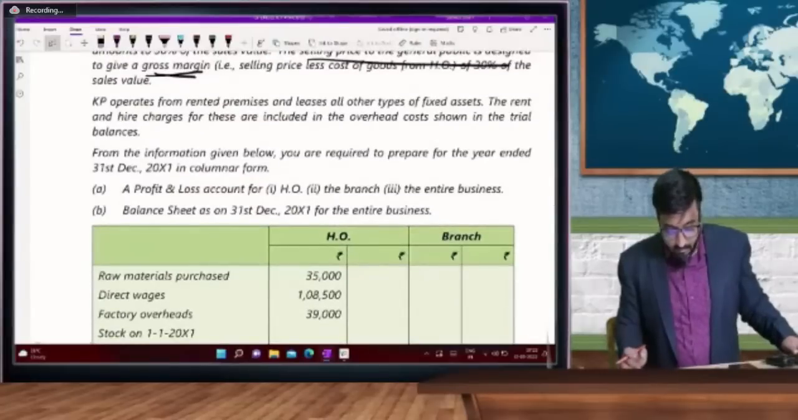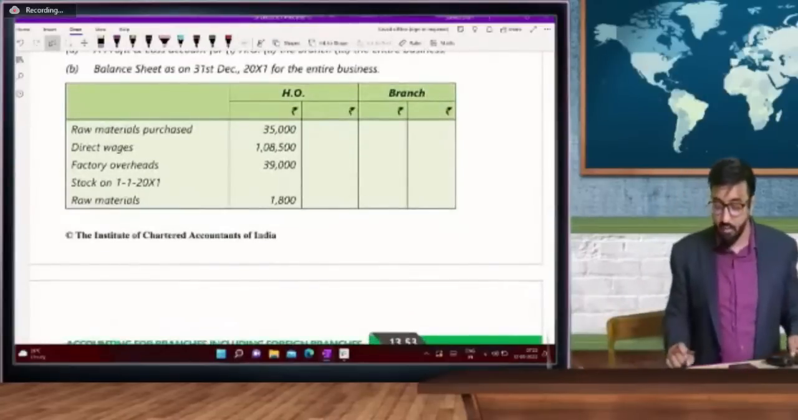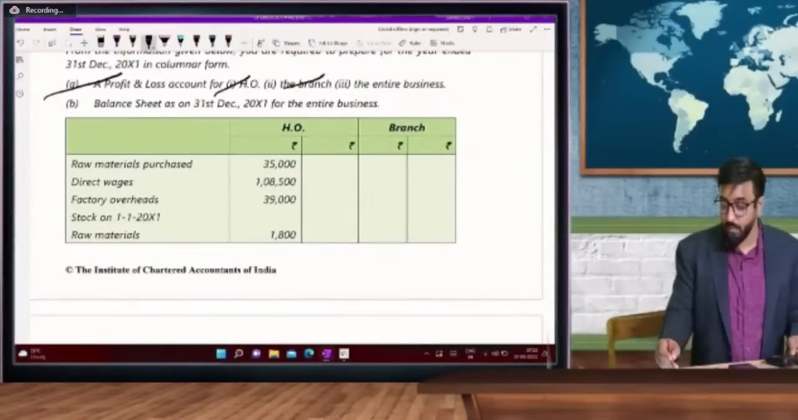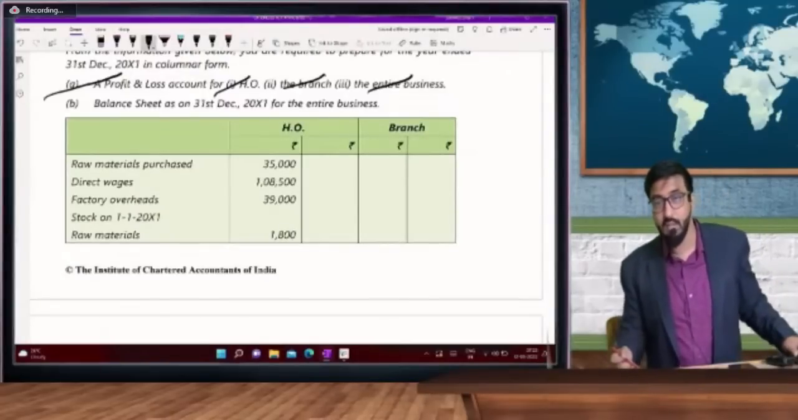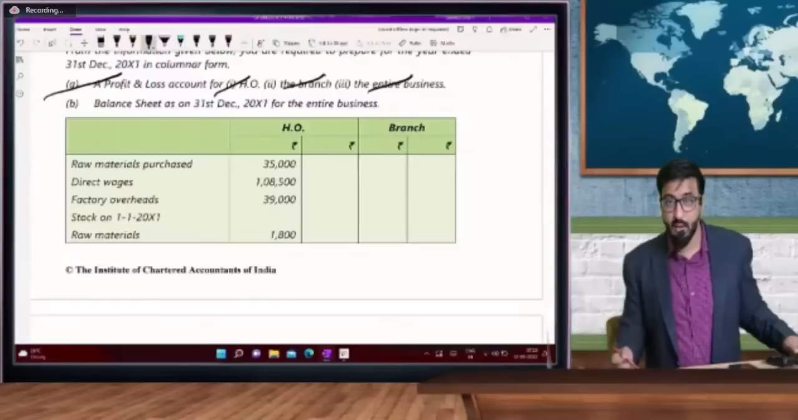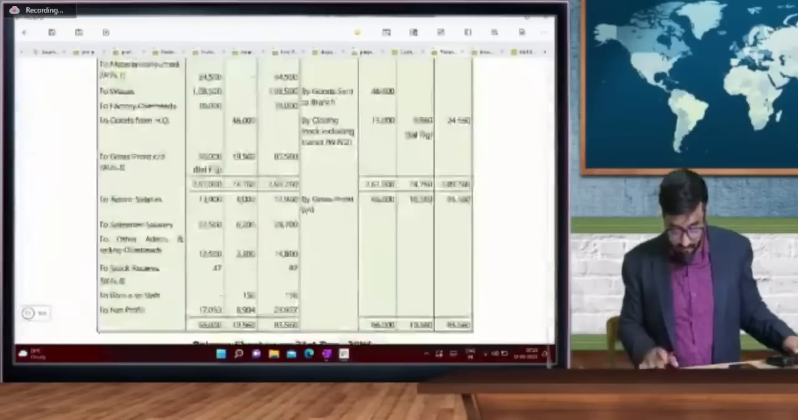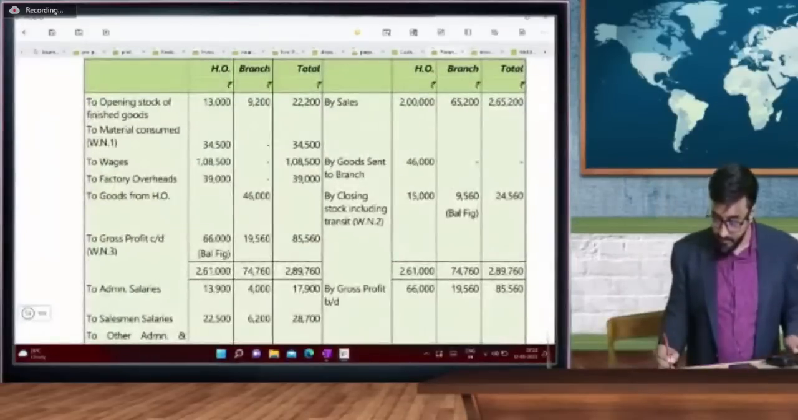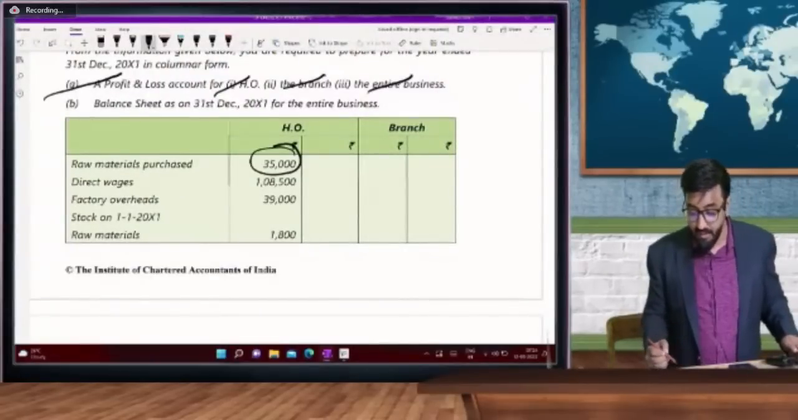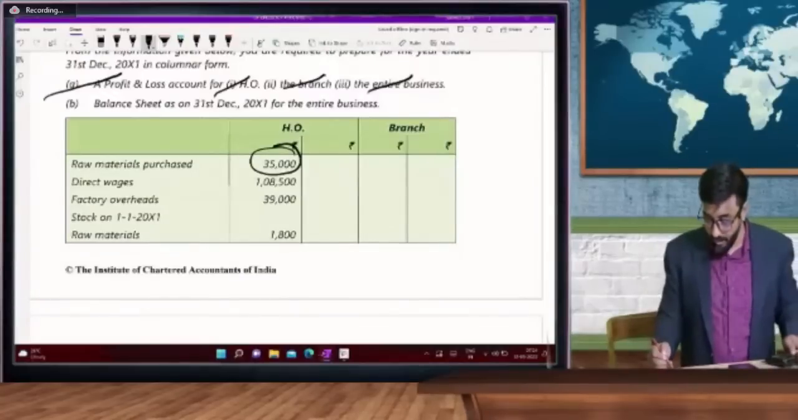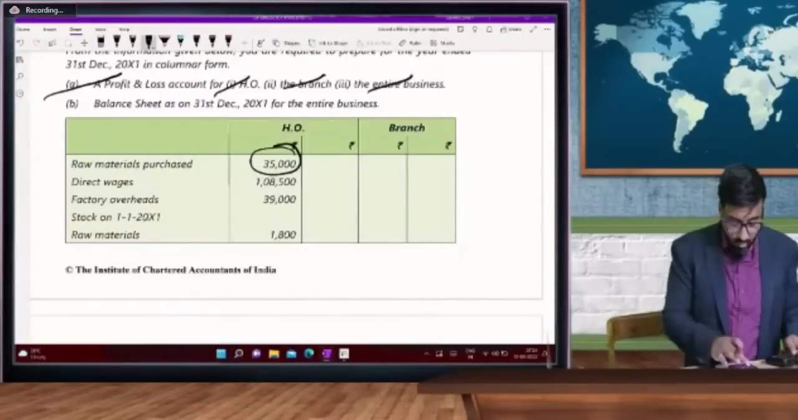Next one. From the information given above, below, you are required to prepare the profit and loss account for the year ended, a profit and loss account of HO, branch and entire business, and the balance sheet of the entire business. Okay. Raw material purchase. So where to write raw material purchase, beta? Now one by one. Raw material purchase, you can check the answer. Now IC has directly included it in the consumption, but if you see my answer, I have recorded it separately. Doesn't matter if you record it separately.